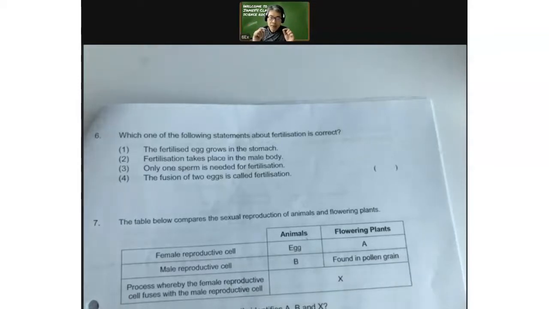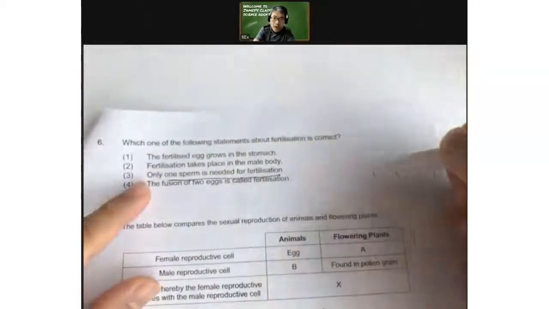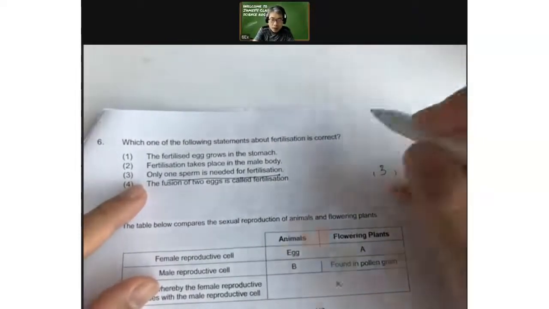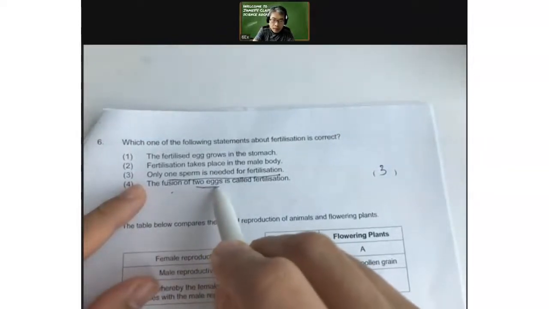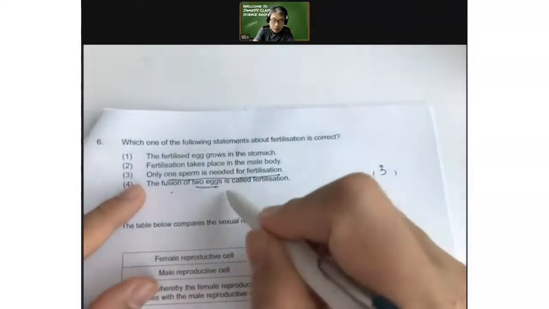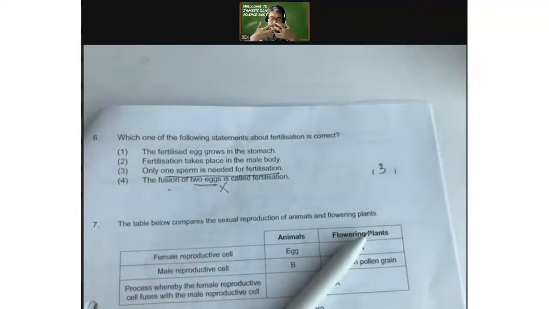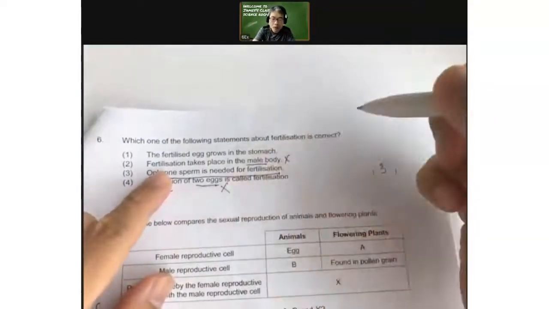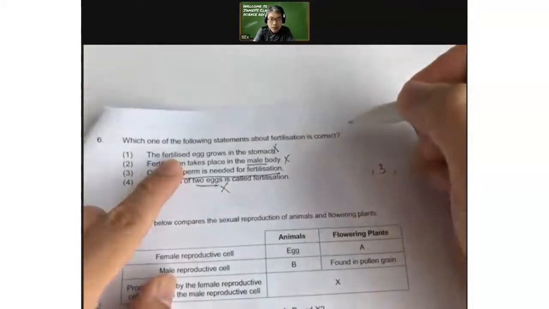Now, fertilization happens, alright, you only need 1 sperm to fertilize 1 egg. So that is definitely correct. This is wrong because 2 eggs means 2 female reproductive cells. They can't be combining. You need to have male and female reproductive cells combining, fusing together. Fertilization only takes place in the female body, not the male body. Fertilized egg grows in the womb, not in the stomach.